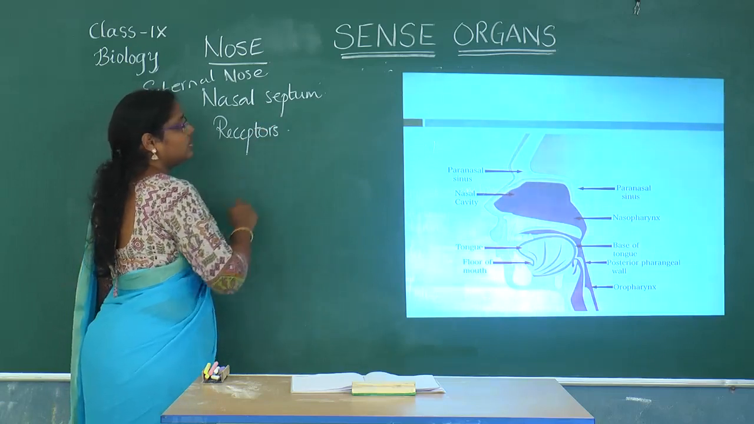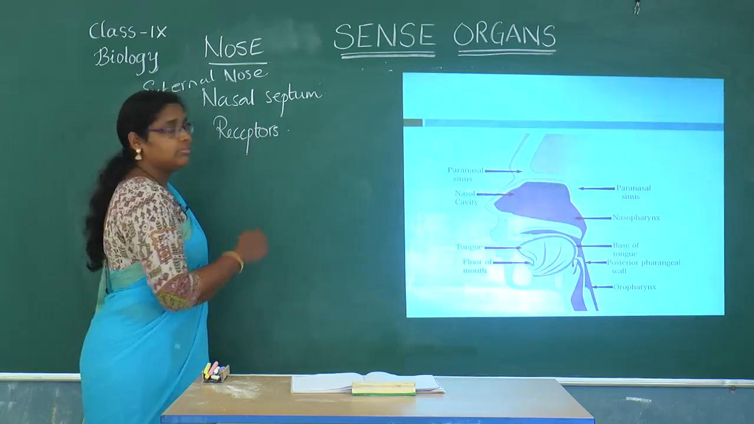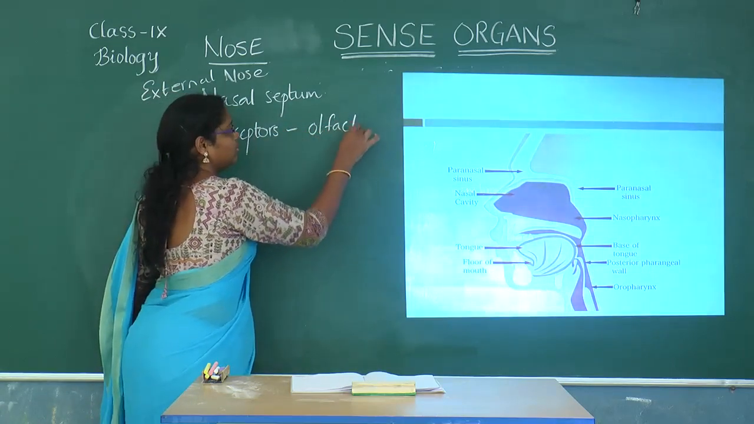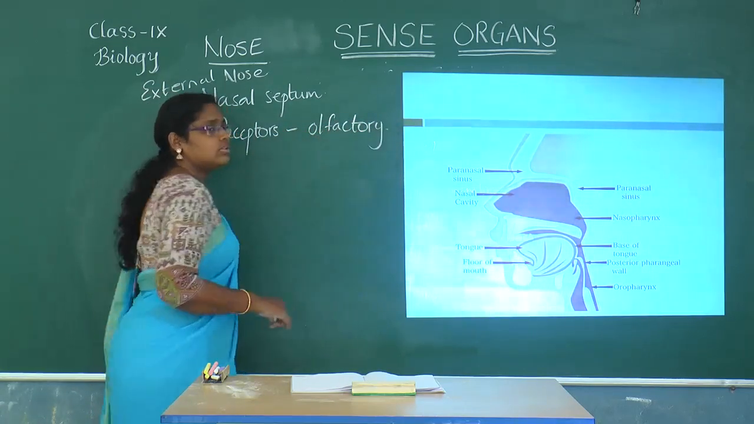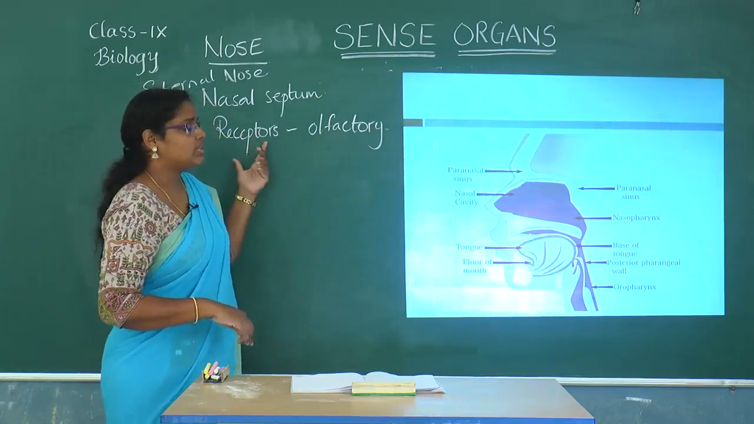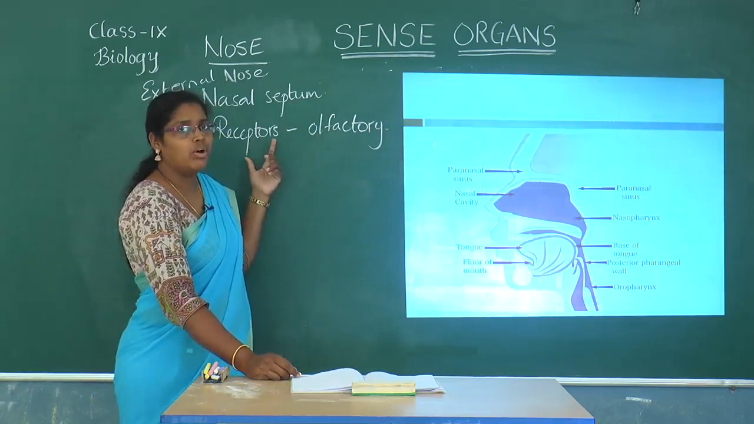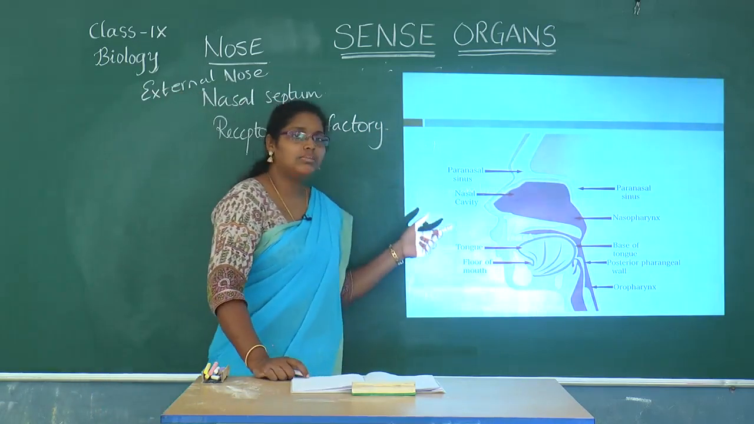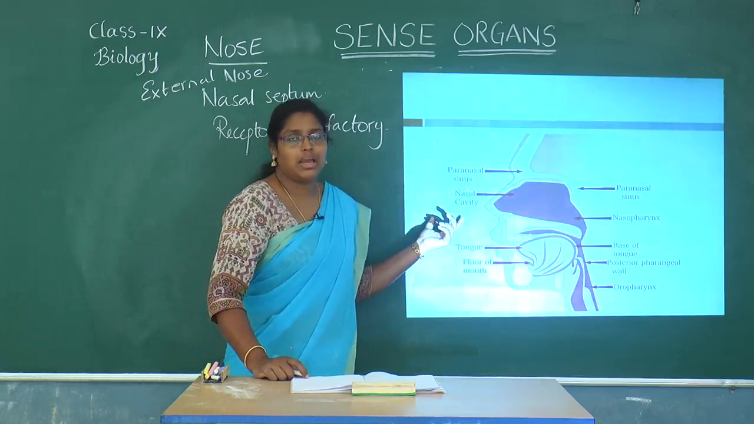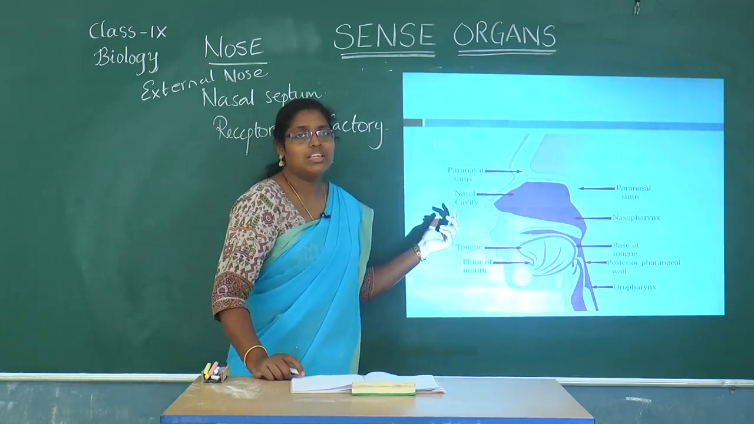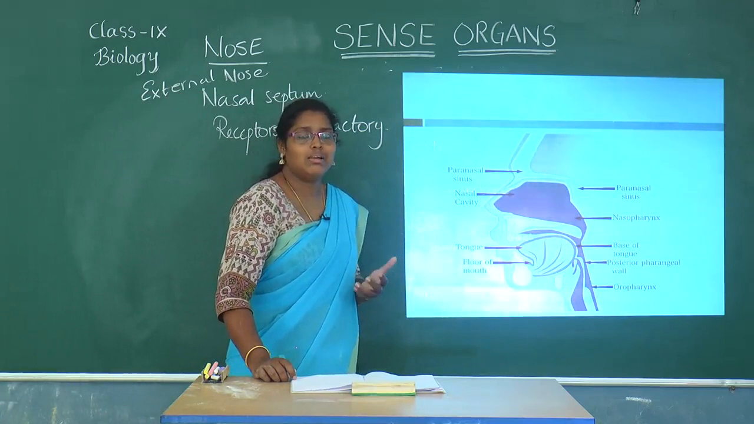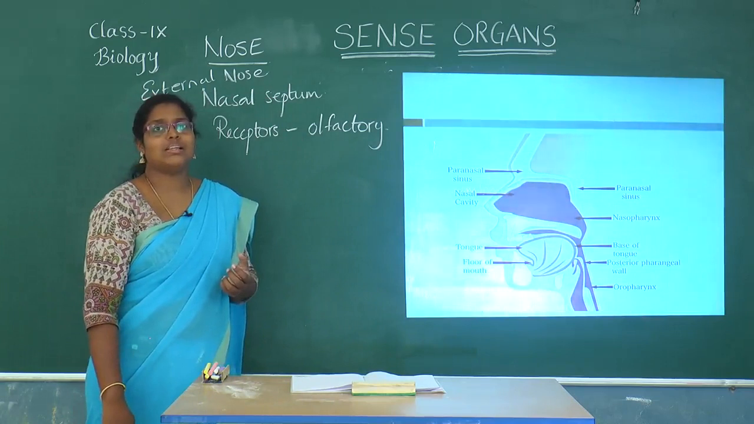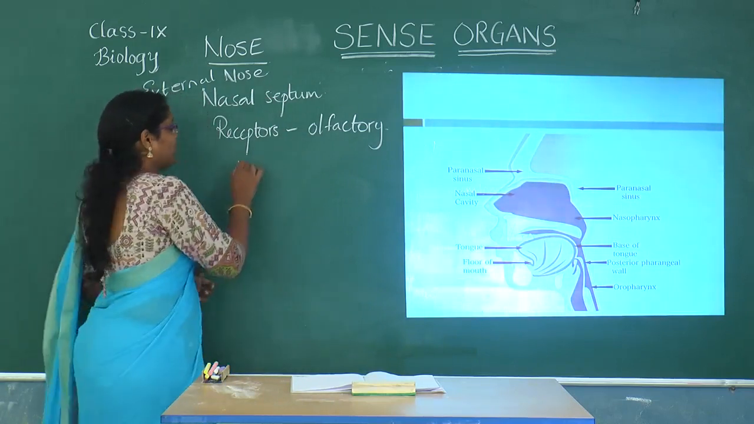The receptors, that is, the cells present here in the nose, are olfactory receptors. These olfactory receptors perform the function of analyzing the chemicals that are present in the air. The chemicals which we inhale are volatile substances. So what are volatile substances?